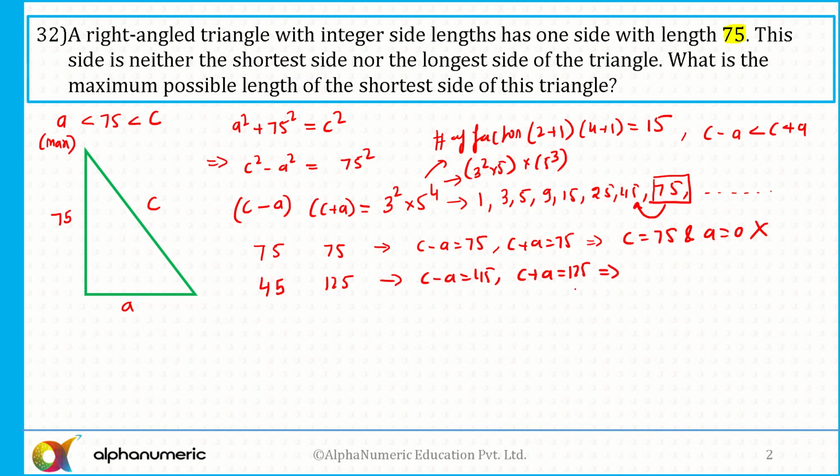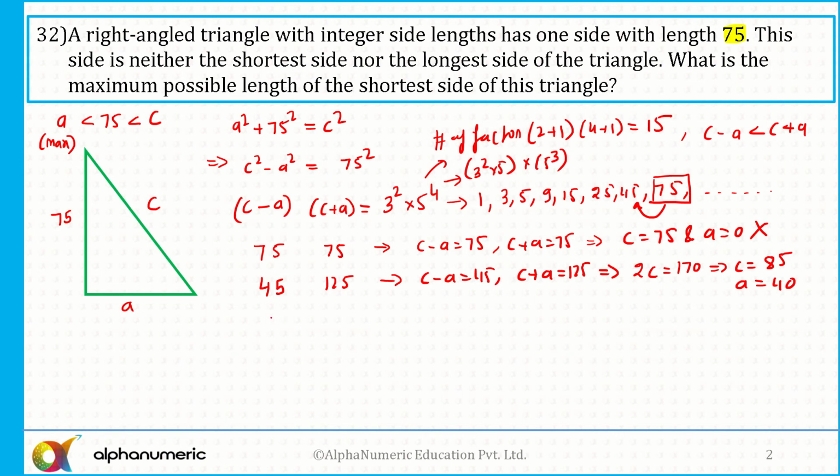Now in this case, if I add these two equations, what will I get here? If I add these two, I'll get the value of 2c. 2c is equal to 45 plus 125. So 45 plus 125 will be equal to 170. So from here, we'll get that c is equal to nothing but 85. And if c is equal to 85, what is the value of a? A will be equal to 40. Okay. So c is 85 and a is equal to 40.